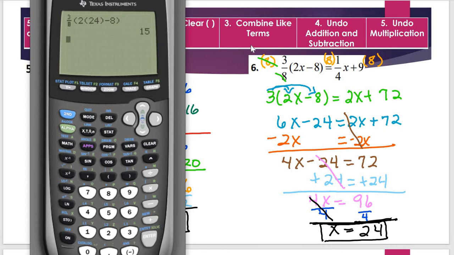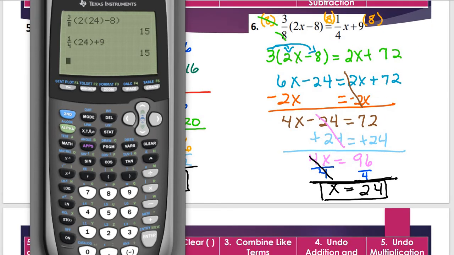So I'm going to put equals, and this side equals 15. So that means that this side also has to equal 15. So I'm going to go to alpha y equals, and I'm going to type in 1/4. Then I'm going to go to my x. My x is 24. And I'm going to put plus 9. And you see that it gives you 15. So this does equal out to each other. It is a perfect equation. Equation means that they're both equal, both sides of it.